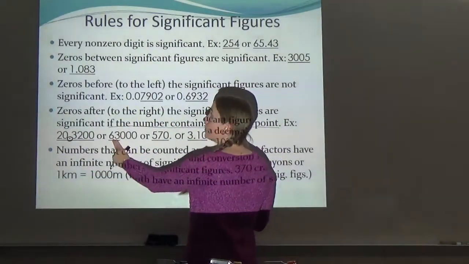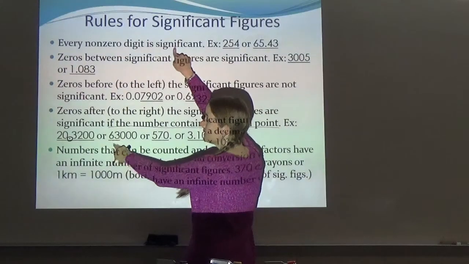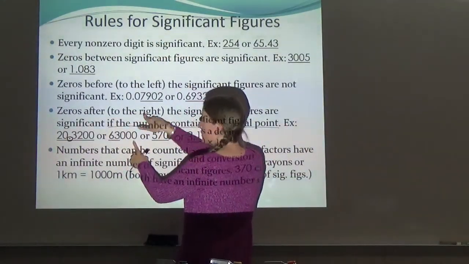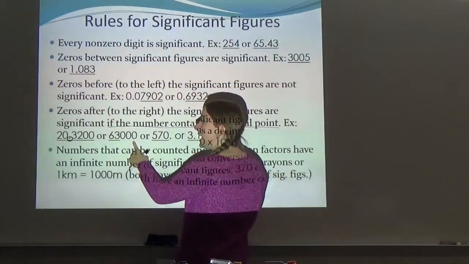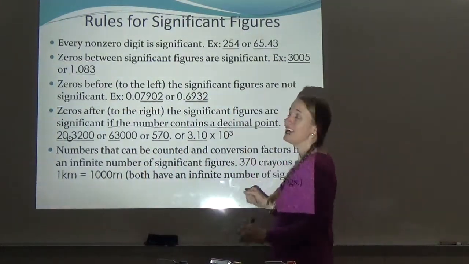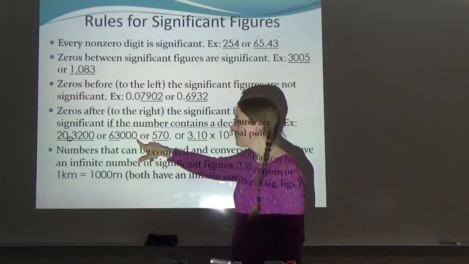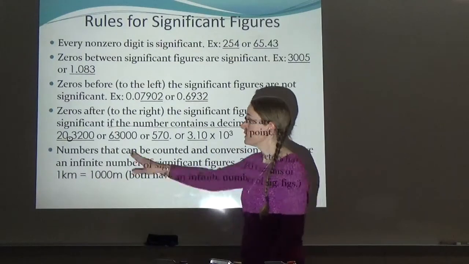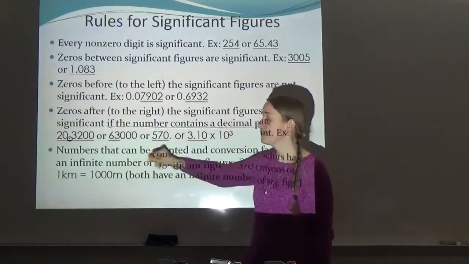So according to rule 1, we know 6 and 3 are significant because they're not zeros. But these back zeros, or zeros to the right, I did not underline them because I cannot see the decimal point. It doesn't matter that I know in my mind it's right there. If it's not written, those are not significant. So notice I did not underline those.